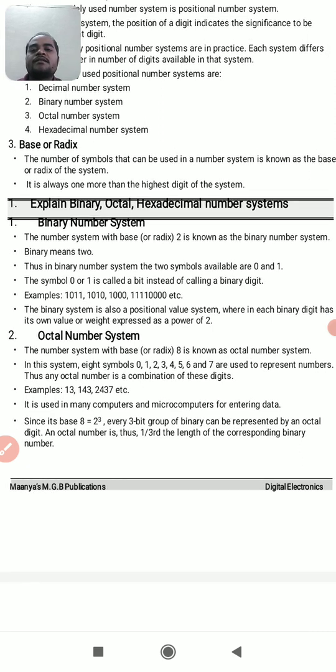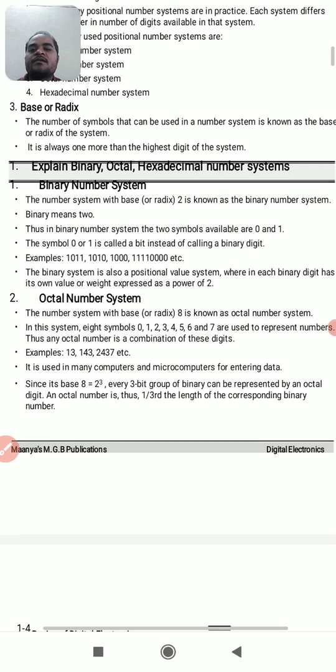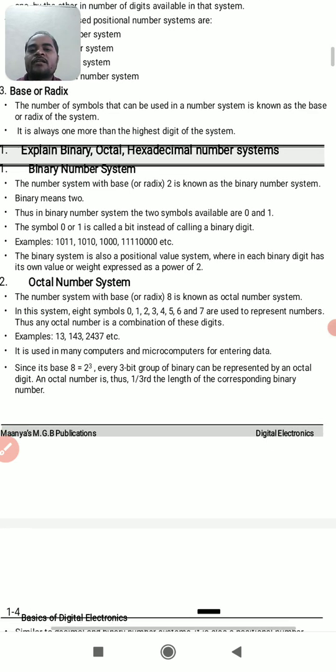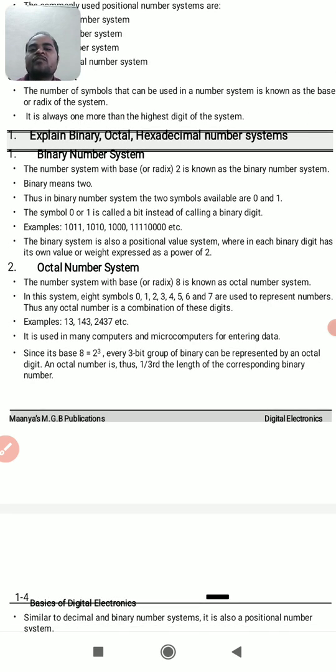When we see the different types of number systems, the first one is the binary number system, the number system with base 2. That means two symbols are present in this number system. Already we know that binary means 2. The binary number system has two symbols, 0 and 1. The symbol 0 or 1 is called a bit, short for binary digit. Examples are 1011, 1010, 1000, like this. These are examples of binary numbers.